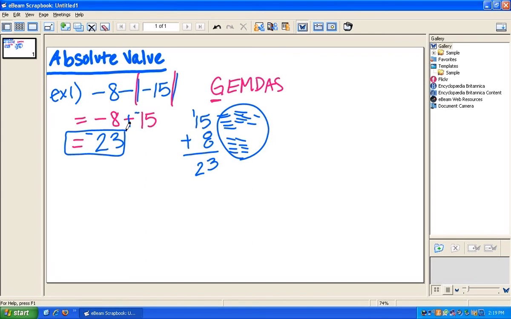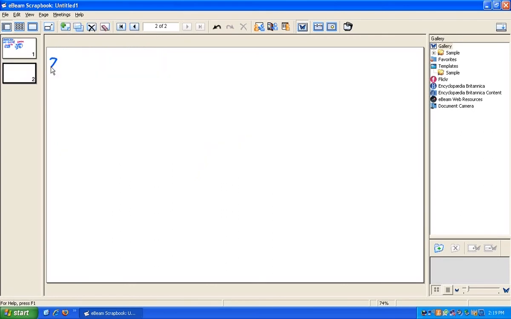Okay. The next problem we're going to do, I'm going to get us a new page here. The next problem we're going to do, example 2, says the absolute value of negative 26 minus the absolute value of negative 4. Okay? And to follow our steps, we have to do our grouping symbols first. So I need to take out my negative 26 from the absolute value sign. The absolute value of negative 26 is 26 minus, and the absolute value of negative 4 is 4.